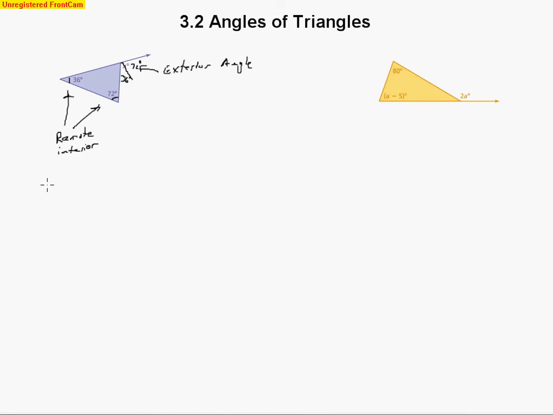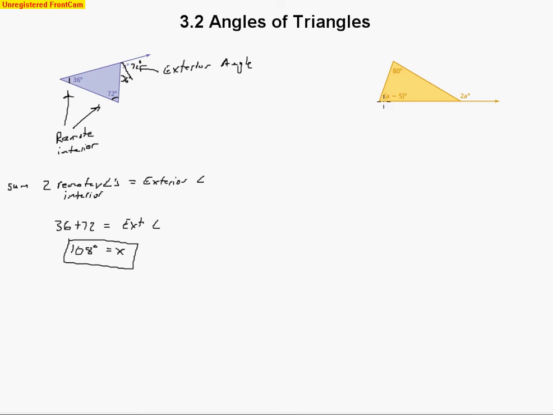And that's what happens. So the two remote interior angles, if we sum those two remote interior angles, they equal the exterior angle. And so that's what I'm going to do here. I have 36 plus 72 is going to end up equaling that exterior angle of x. And so if I add those two numbers, that gives me 108 degrees equals x. That's what the answer would be for this one.